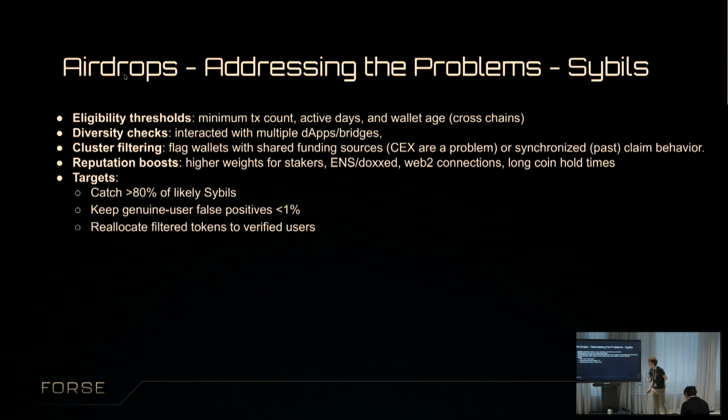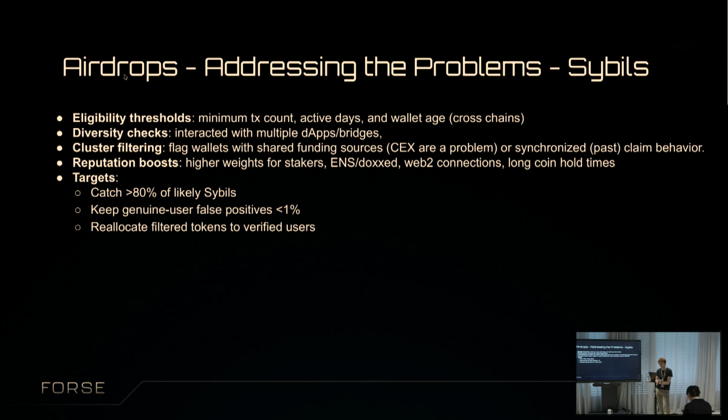Sybil problems. That's the first I briefly mentioned. So what you need is an eligibility threshold, for example, minimum TX count, active days, wallet age. So before you do your airdrop, you have to do very, very good data analyses on which wallets are getting rewarded and which wallets are likely to sell, which wallets are likely to hold. You need to know the people that you're giving the tokens to, otherwise it might end in a disaster.